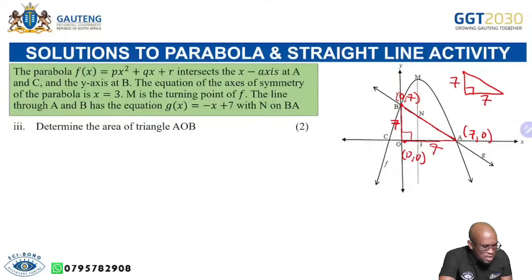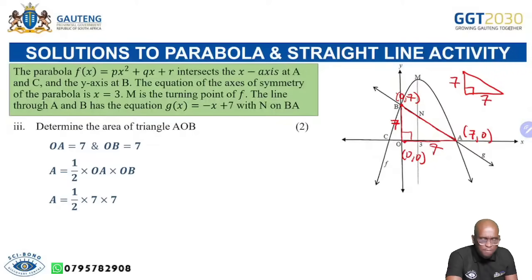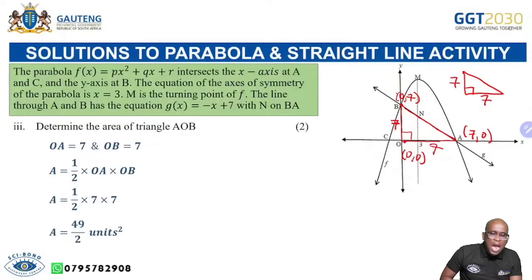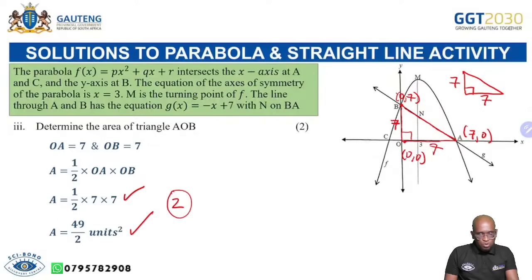We can use the area of the triangle as half base multiplied by the perpendicular height, okay? So OA is 7 units and OB is 7 units. So the area is half the base, which is OA, multiplied by OB, which is the perpendicular height. So this takes us to half of 7 times 7. So that takes us to 49 over 2 square units. That is how you work out the area. Substitution there, answer there, and then you get your 2 marks there.